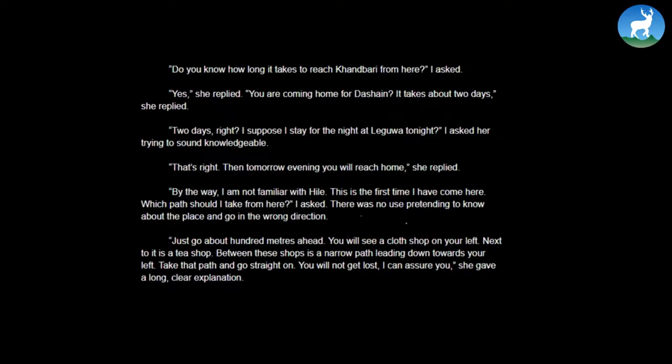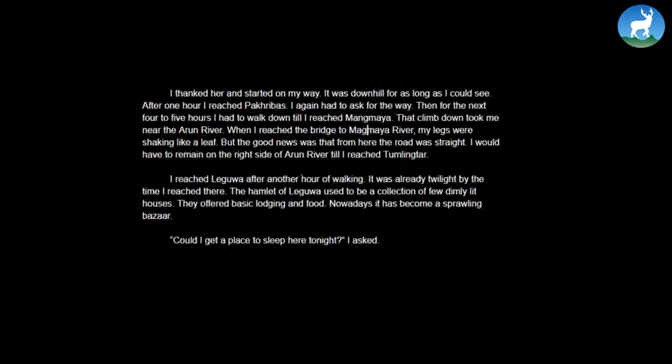She gave a long, clear explanation. I thanked her and started on my way. It was downhill for as long as I could see. After 1 hour, I reached Pakribas. I again had to ask for the way. Then for the next 4 to 5 hours, I had to walk down till I reached Mangmaya.